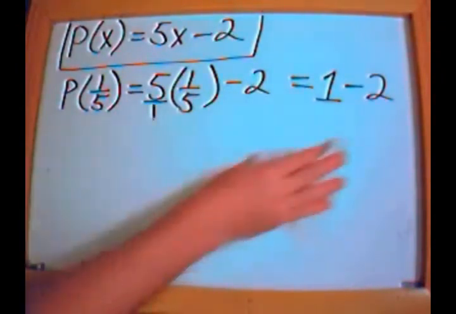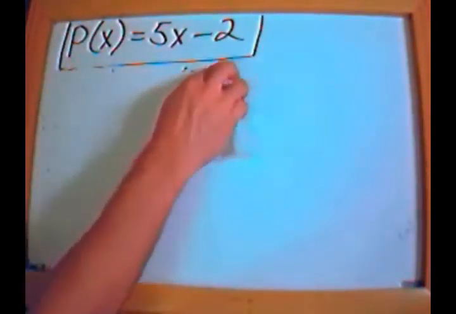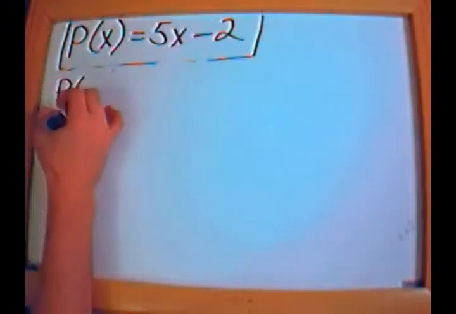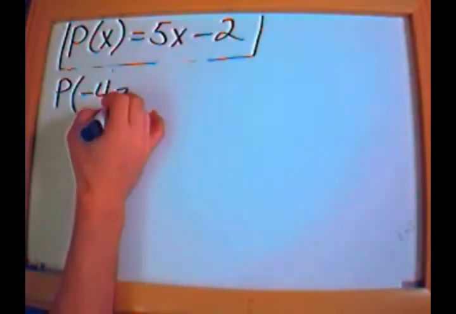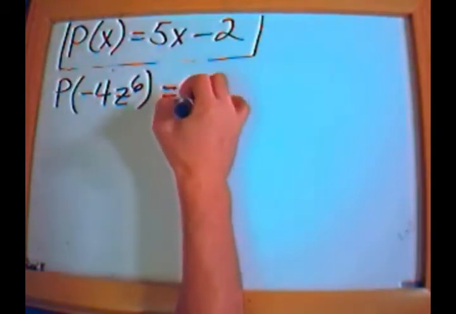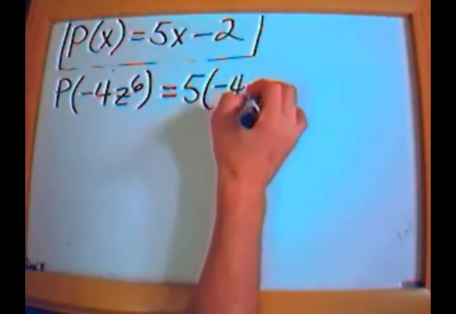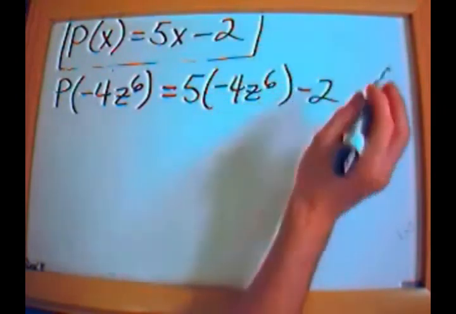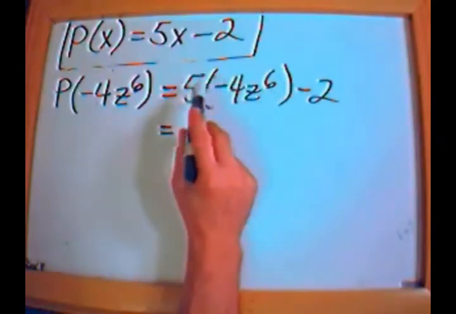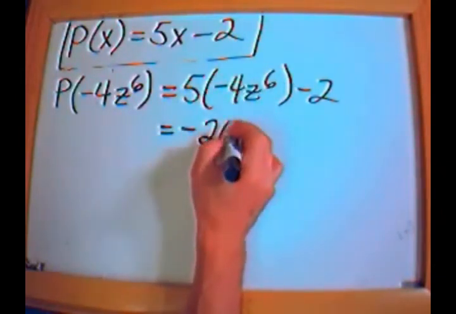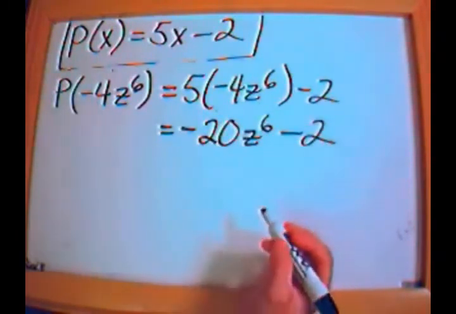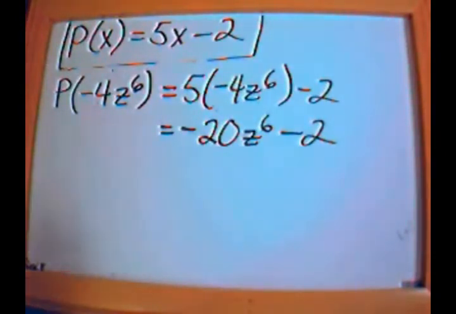Let's take a couple of additional examples associated with this polynomial. What if I have p of negative 4z to the 6th power? That's going to be 5 times negative 4z to the 6th minus 2, which is simply going to be 5 times 4 is 20, and it's negative times positive, so that's going to be negative 20z to the 6th. That comes along for the ride here, minus 2. That's the answer to that.